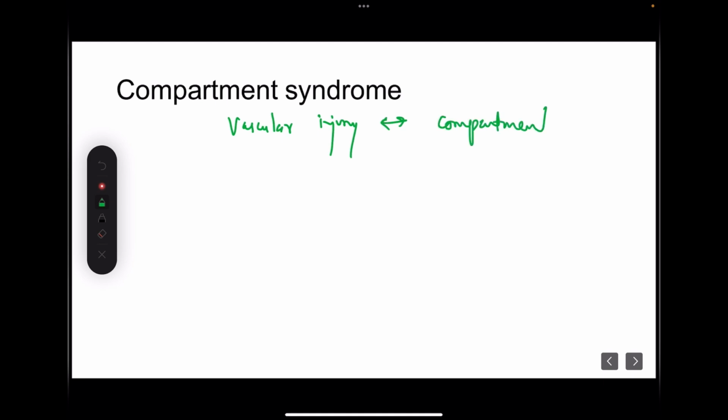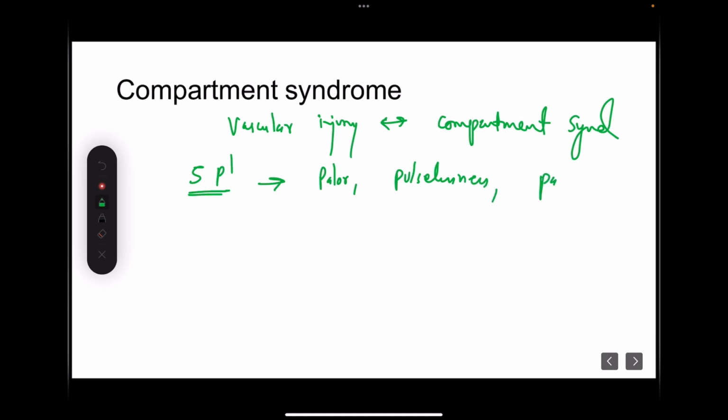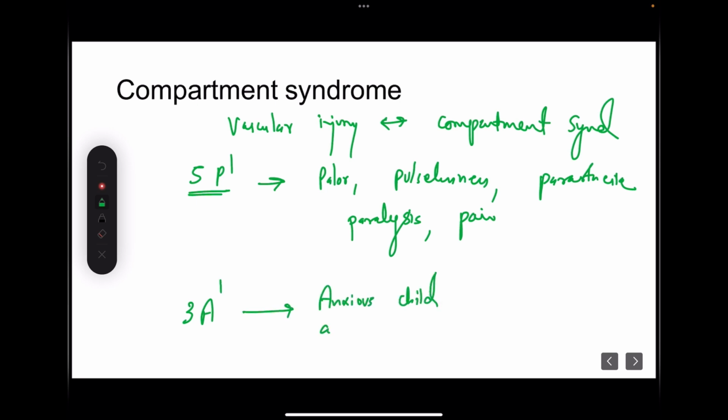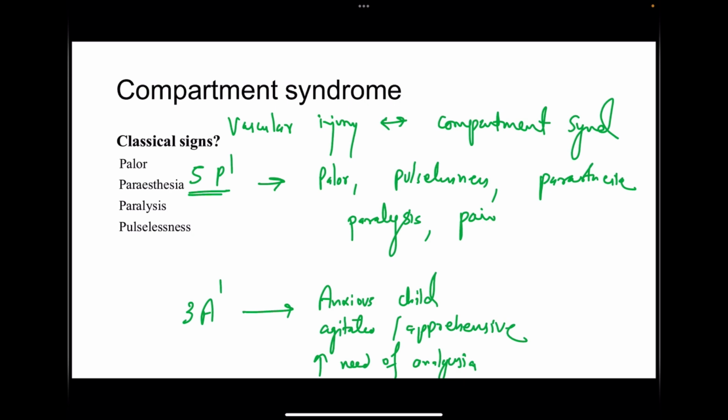So we should always be having suspicion for compartment syndrome. There are 5 P's which are defined in the literature for compartment syndrome. That is pallor, pulselessness, paresthesia, paralysis, and pain. But these signs can be absent in a child. A child doesn't always present with these classical 5 P's. So in a child, in spite of looking for these 5 P's, we should be looking at 3 A's. These are anxious child, agitated or apprehensive child, and another one is increased need of analgesia. So this is how we diagnose compartment syndrome in a child. So classical signs, these 5 P's, will be absent in a child, and 3 A's we should be looking at.